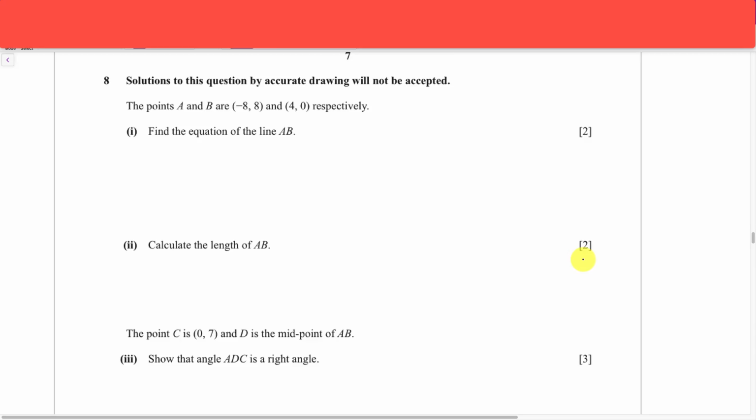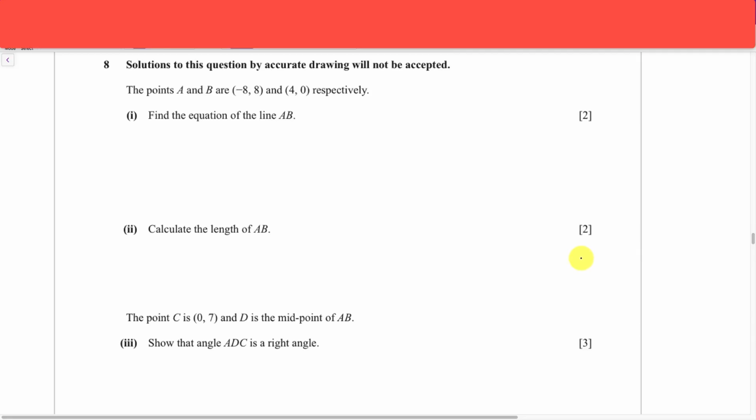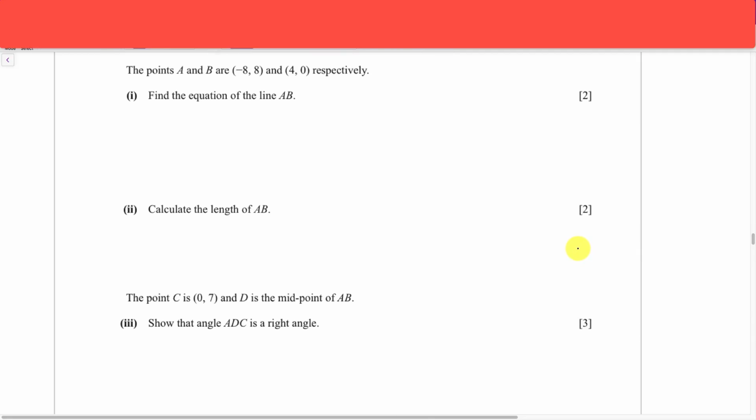Right, so solution to these questions by accurate drawing is not acceptable. So you cannot draw on some graph paper to get the answer. You have to show the working. Alright, so the first thing is it asks you to find the equation of the line AB. Whenever we need to find an equation, we need two pieces of information. First we need the gradient, second we need the y-intercept. But okay, let's not talk about the y-intercept, it's a bit confusing. So first I will need the gradient, second I will need one coordinate on the line.